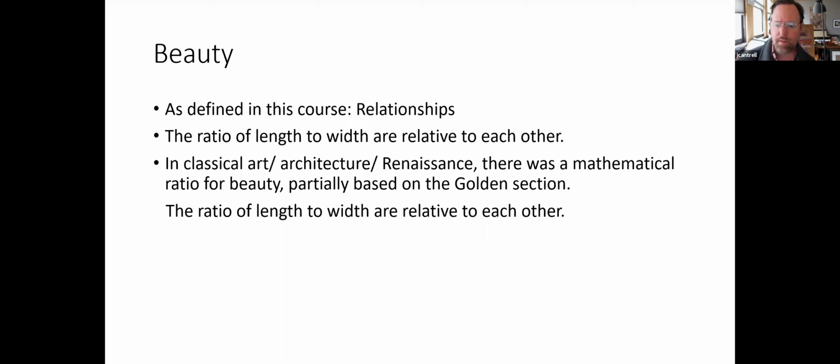So the ratio of length to width are relative to each other based on the proportions of the early column diagrams that we saw in Greek and Roman architecture. So really in this class, beauty is defined as relationships, ratios that relate one part to another.